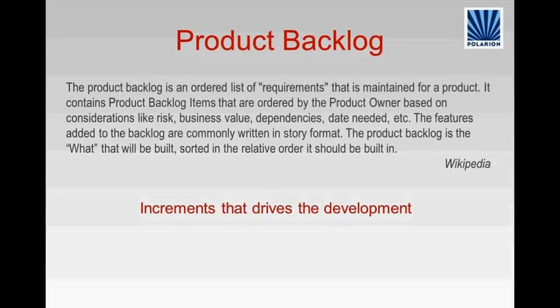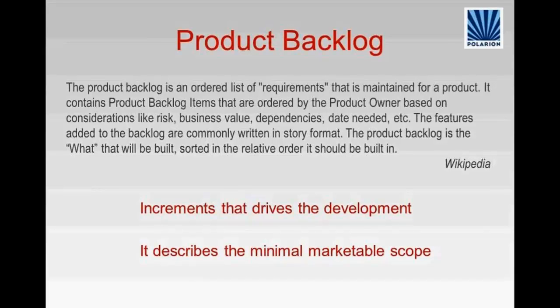The product backlog is used when you plan your sprints, your iterations. So this is where you select the tasks, the increments that drive the development. It describes the minimal marketable scope. This is very important, that at least the minimal marketable feature scope is described in the product backlog. So at the end, I know that the solution will be ready to be used by the users. And it should be sorted in the best implementation order, whatever it is. This is my expectation, what I would like to get from the product backlog.